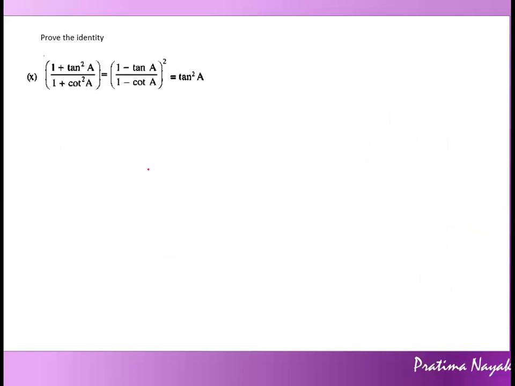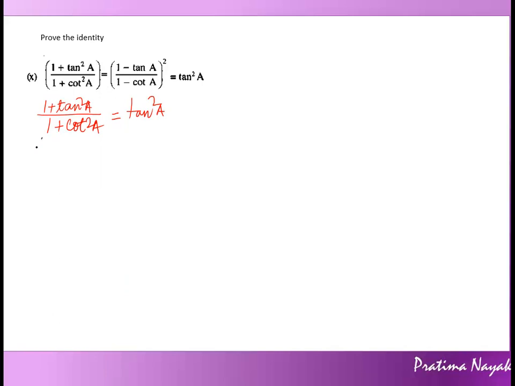Next, 10th part: (1 plus tan square A)/(1 plus cot square A) is equal to ((1 minus tan A)/(1 minus cot A)) whole square, which is equal to tan square A. So first I'm writing these as two questions. One is (1 plus tan square A) upon (1 plus cot square A). This I'll prove is tan square A. Part 1.